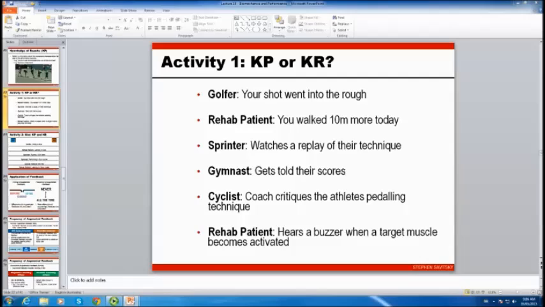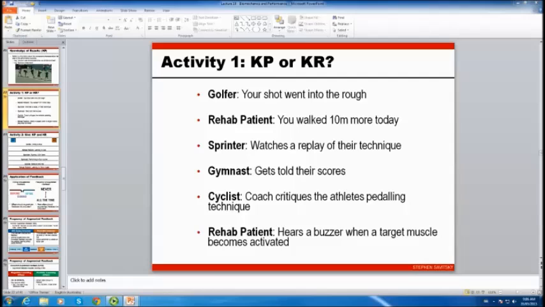It's a hard one. It's not a summary of what happened, because think about what's going on here. The buzzer could be going buzz, buzz, buzz, buzz, buzz. It's just telling me that that element of their movement, that piece of their technique, is occurring. It's not an end result. It's not a summary. If I said to you, during this session, the buzzer went off 37 times, that would be KR, because that would be an end result. An outcome, a full summary.